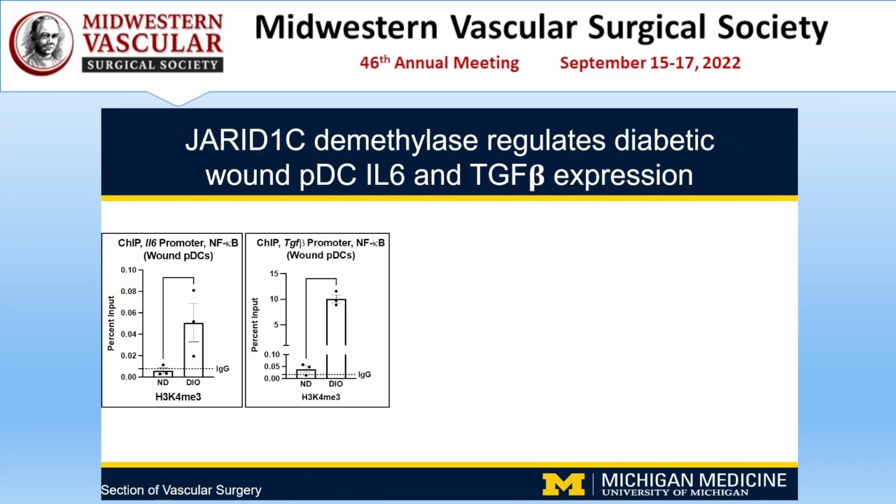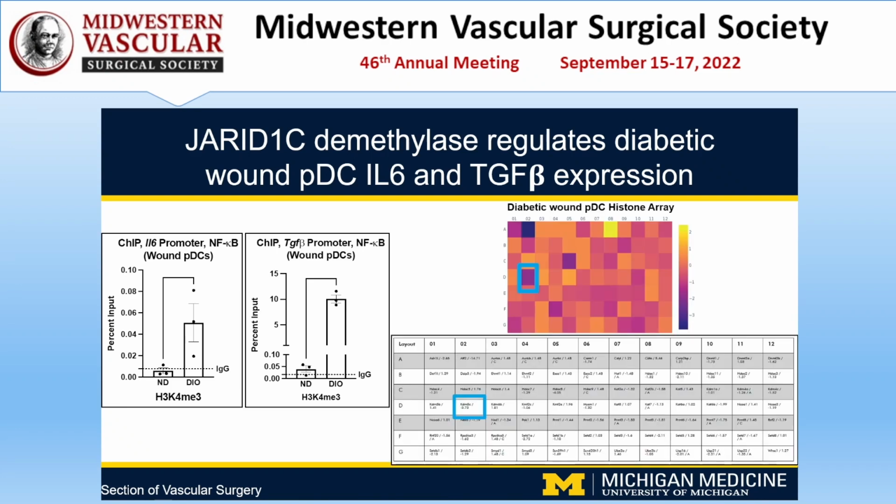So we started by pulling down the H3K4 mark in chromatin, and what we noticed was that mark was increased at different promoters, at the IL-6 promoter and the TGF-beta promoter in the diabetic state. And so there's two ways that can happen. It either is because you have too much methylation going on, or you have too little demethylation going on.